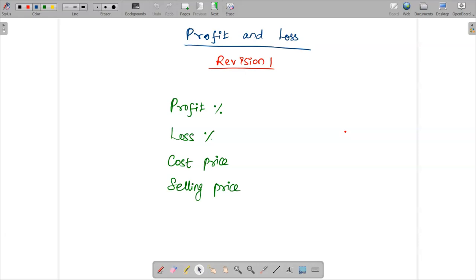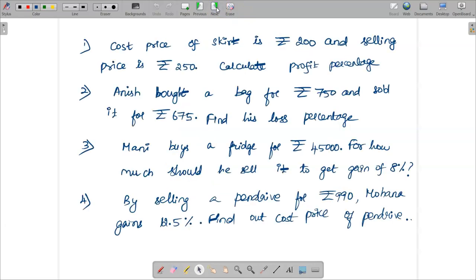Today we are going to revise topics like profit percentage and loss percentage calculation, and calculation of cost price and selling price. So these are all the problems we are going to discuss: how to determine the profit percentage and loss percentage, and how to calculate the selling price and cost price if the other two values are given.